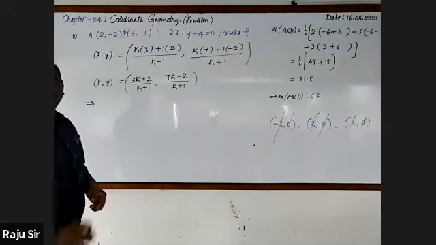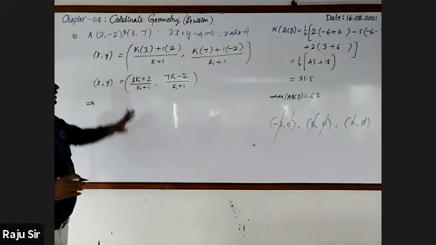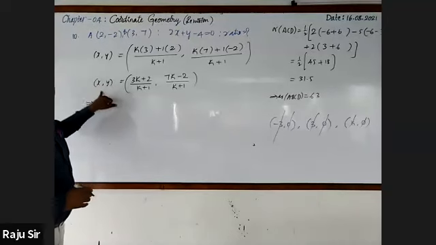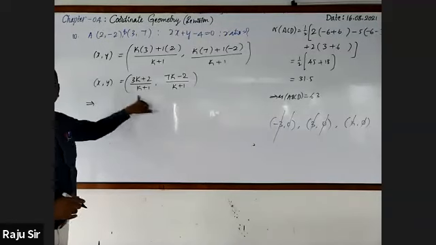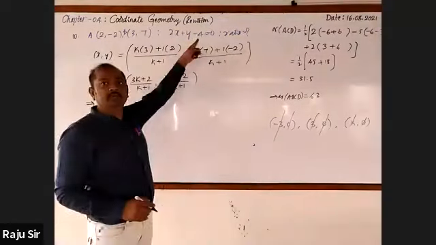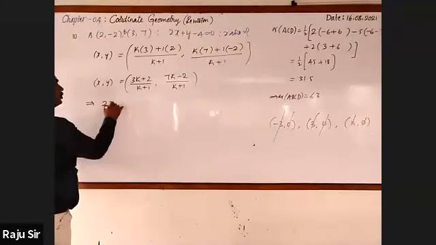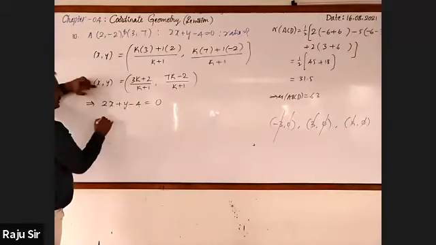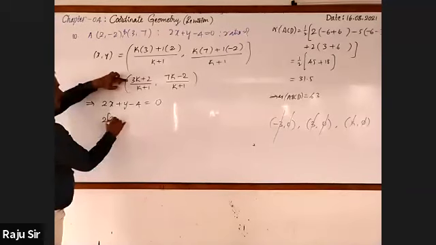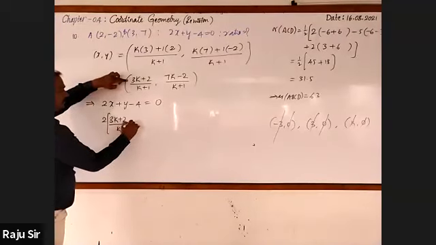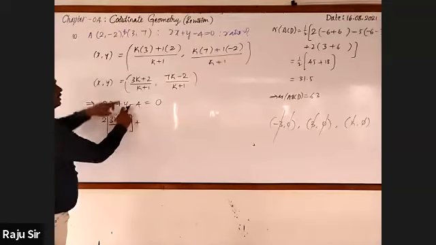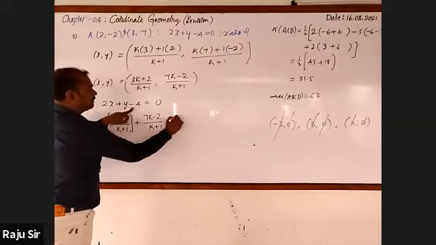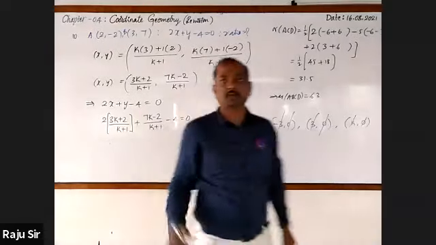But we want the k value. How do you get that k value? On equating x coordinate. Substituting the values in the equation. Very good. Substitute the x coordinate and y coordinate in the given equation. Given equation is 2x plus y minus 4 equal to 0. X coordinate is 3k plus 2 by k plus 1, plus y coordinate is 7k minus 2 by k plus 1, then minus 4 equal to 0. Next further step.